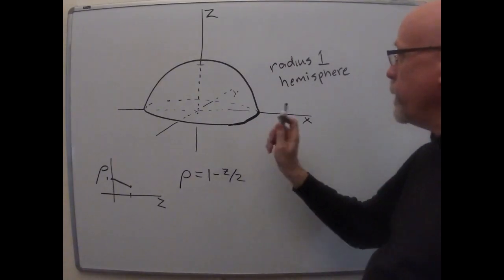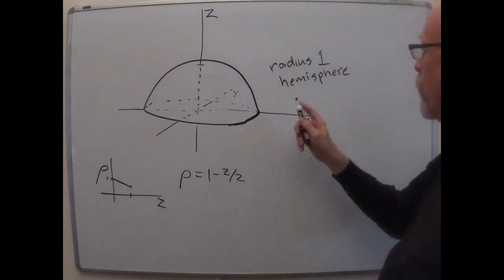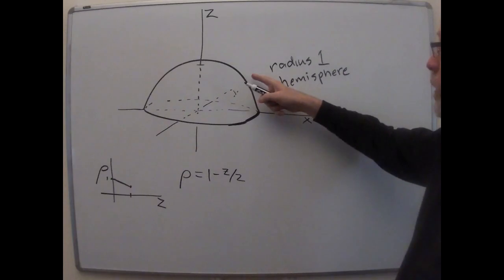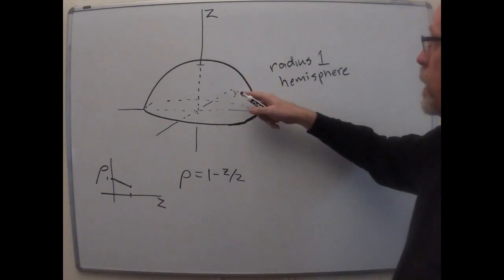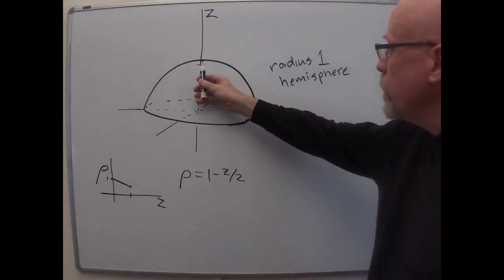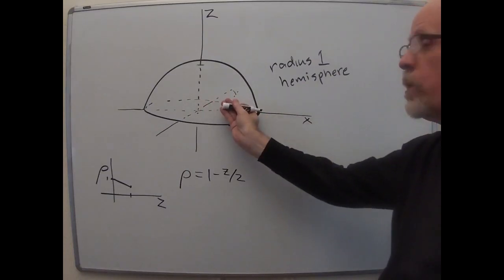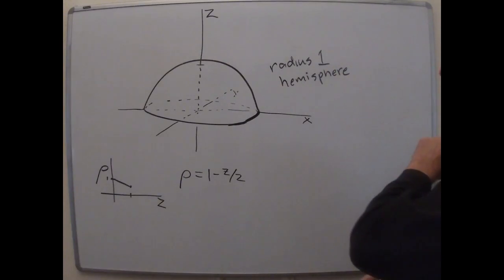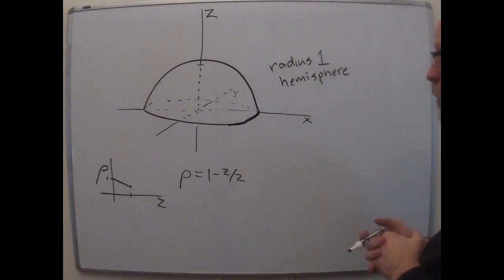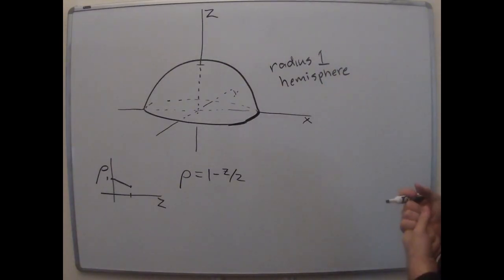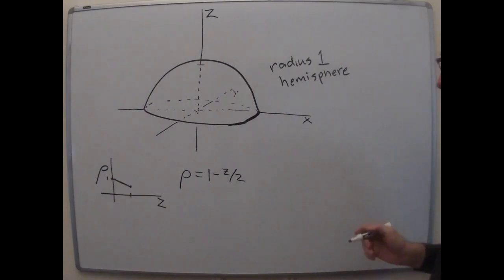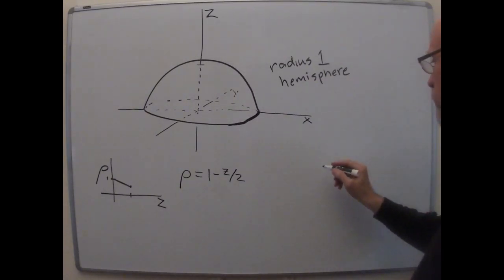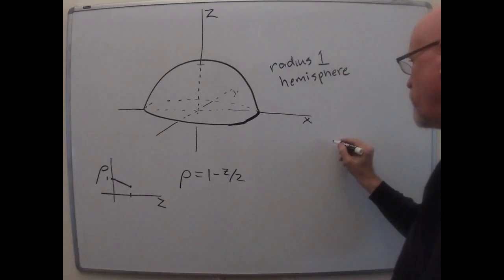This has theta going all the way around, rho going from 0 out to the radius, 0 to 1, and phi going from 0 down to just 90 degrees, or pi over 2. That's a spherical rectangle, or spherical prism anyway. All the limits were constants. So let me just say those again.